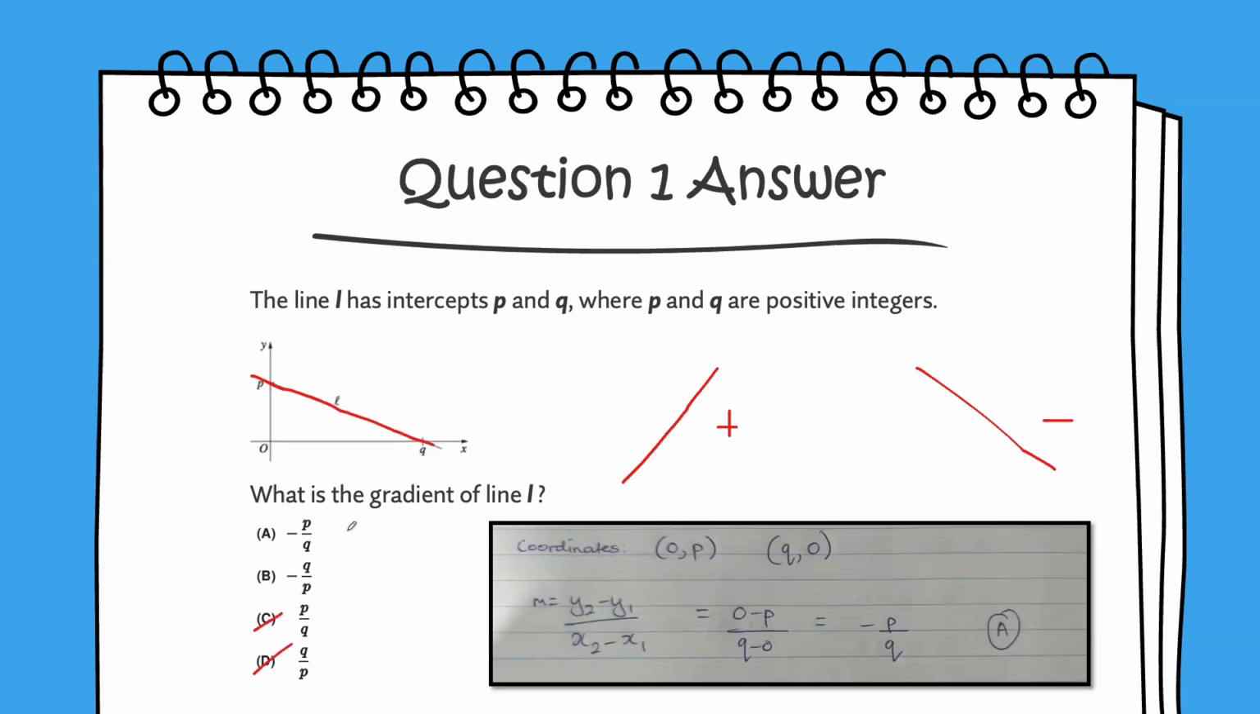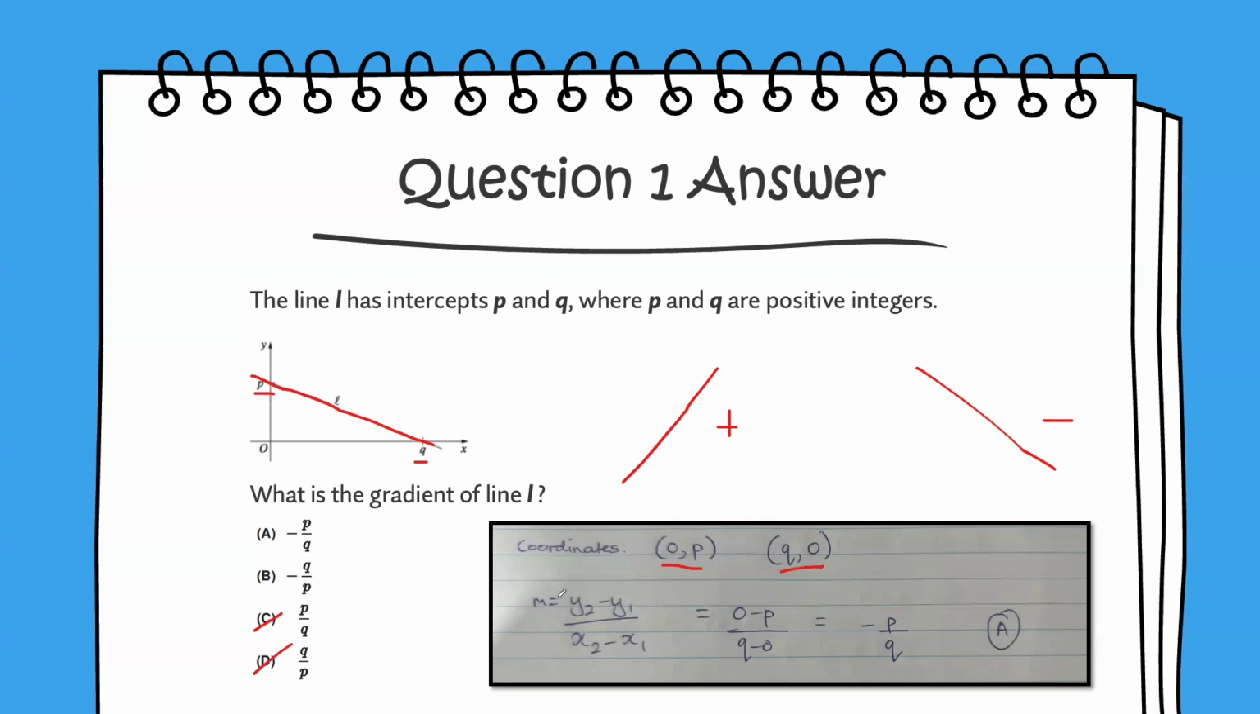Now to figure out whether it's P over Q or Q over P, we can use these x and y intercepts that were given here. So we know this over here is our y-intercept, P. And what does the y-intercept mean? The y-intercept is the value of y when x is equal to 0. So when x is equal to 0, y is equal to p. And our x-intercept here is q. Now what is the x-intercept? The x-intercept is the value of x when y is equal to 0. So in this case, when y is equal to 0, our x is equal to q.